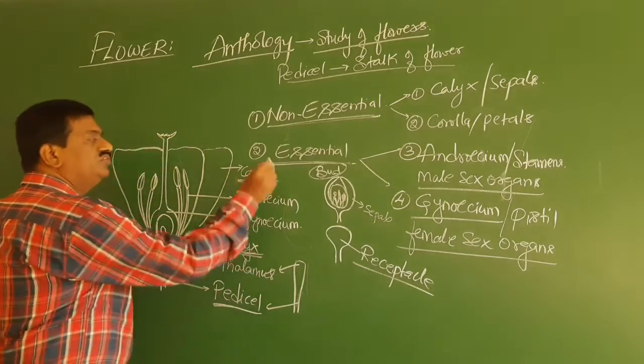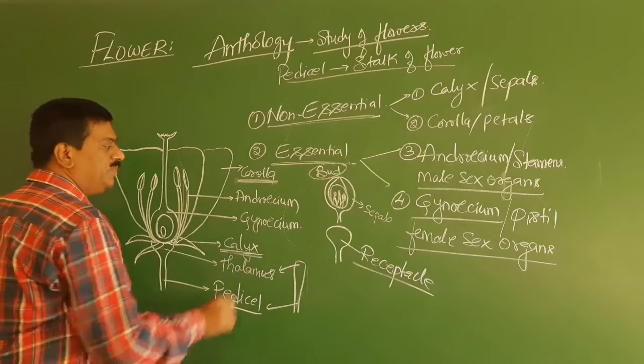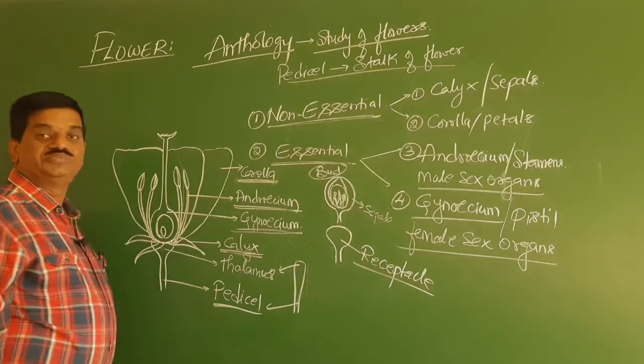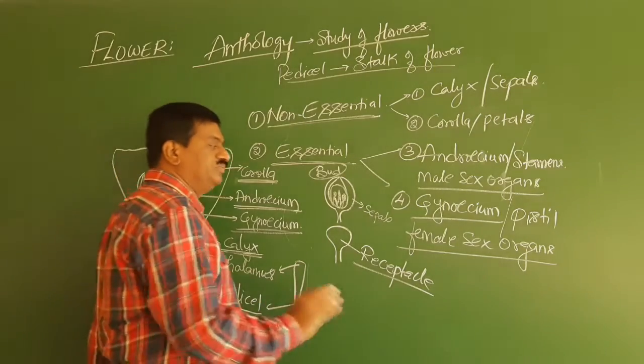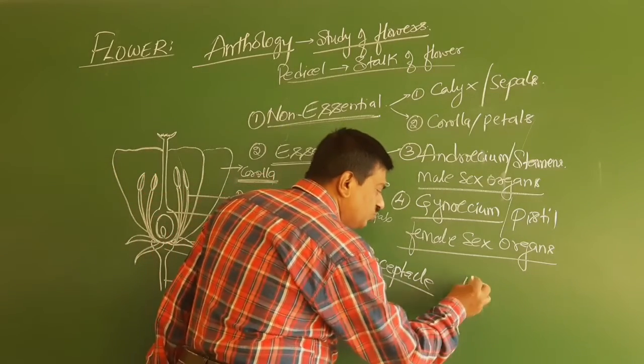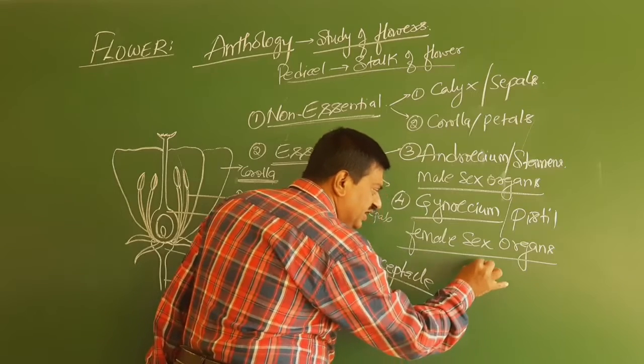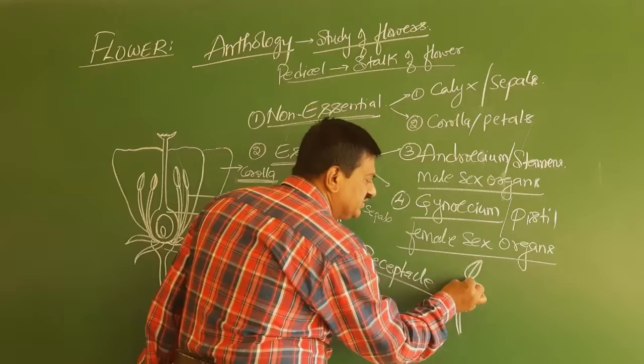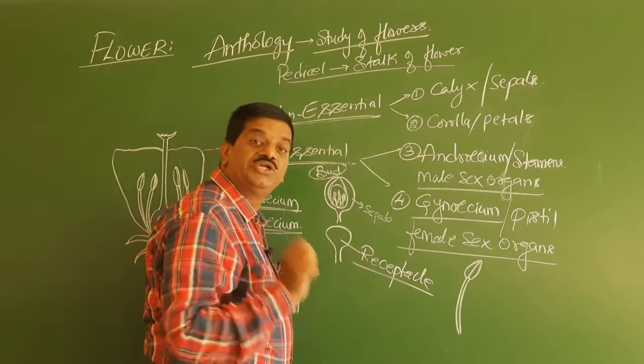Now we go for the essential parts. The essential parts are two: androecium and gynoecium. In the androecium there is a presence of one called a filament and the other called an anther. The filament and anther are connected by the connective.